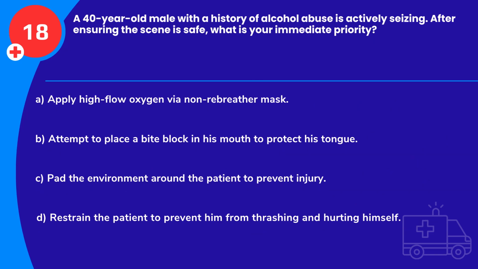Question 18. A 40-year-old male with a history of alcohol abuse is actively seizing. After ensuring the scene is safe, what is your immediate priority? A. Apply high-flow oxygen via non-rebreather mask. B. Attempt to place a bite block in his mouth to protect his tongue. C. Pad the environment around the patient to prevent injury. D. Restrain the patient to prevent him from thrashing and hurting himself.